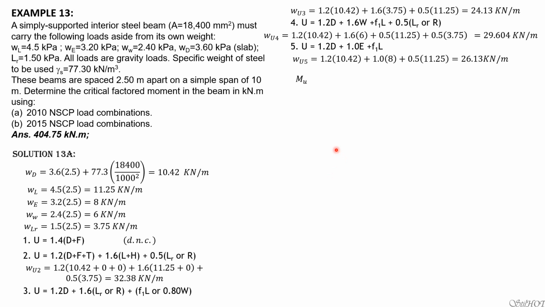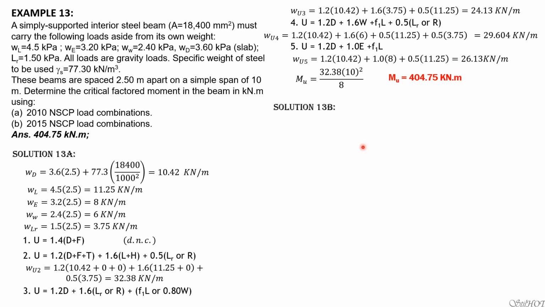It will not control. Load combination 6 and load combination 7 will not control, so I do not post it here. You just look at load combinations 6 and 7. It will not control definitely. So the maximum moment or the critical factored moment using the NSCP 2010 load combination is equal to 404.75 kilonewton meter.